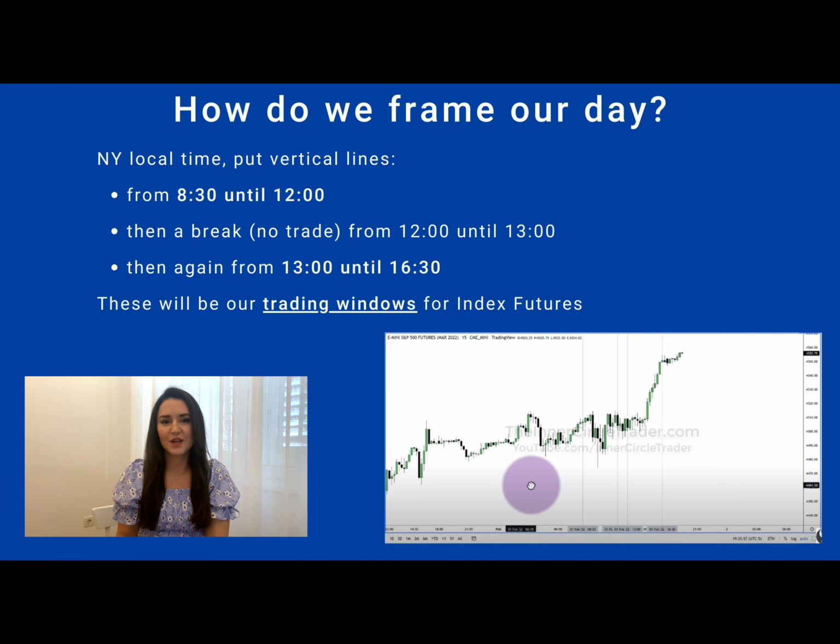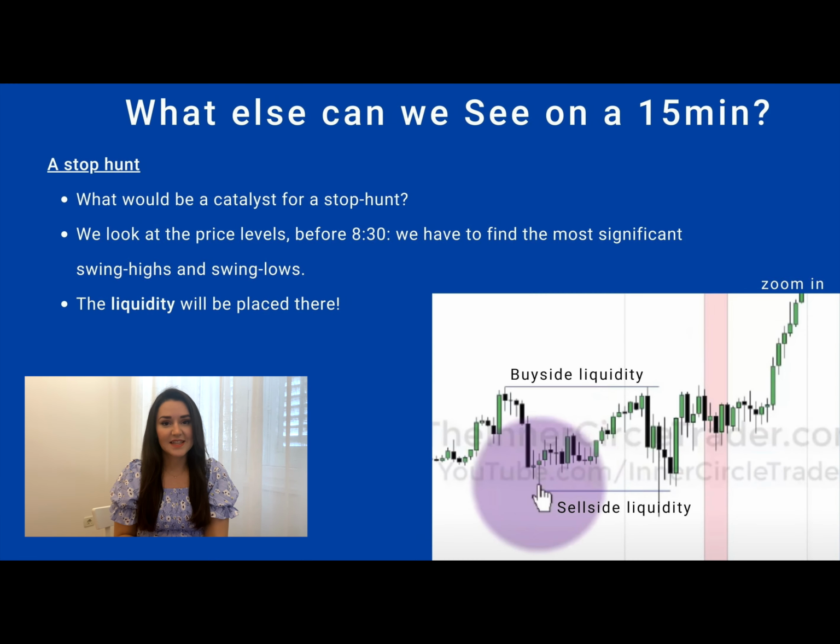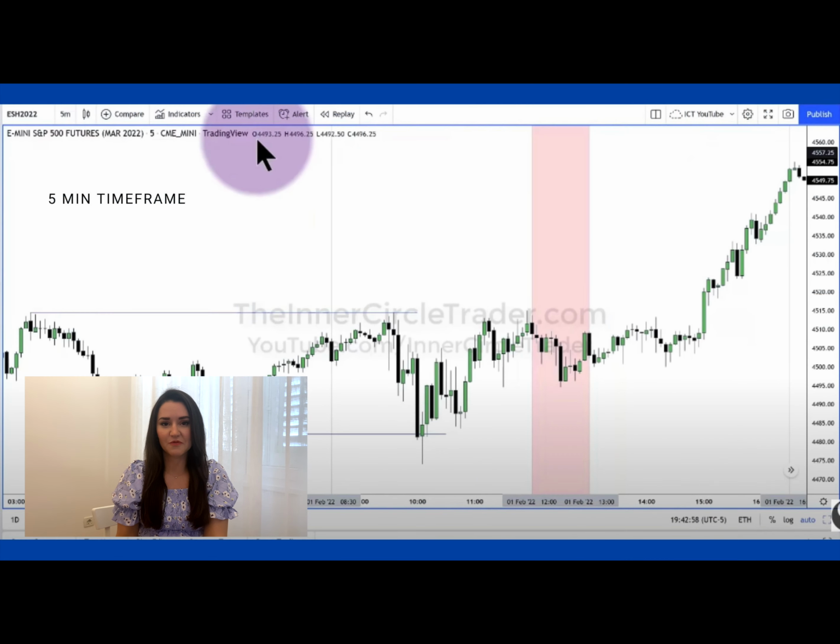So what should we be looking for next? The next step is to look, for example, in the morning at the most significant swing highs and swing lows and to mark those points with a horizontal line. Above and below those lines, we're going to find liquidity. Now that we have our buy side liquidity and our sell side liquidity, we are ready to switch time frames and from the 15 minutes time frame go to a lower time frame such as a 5 minutes time frame.